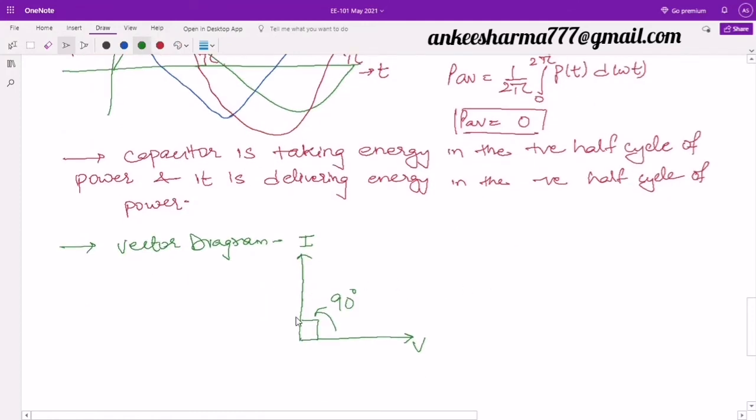And this is the vector diagram. We can also draw the vector diagram of this like this. If the current is in this direction, then definitely the current is leading the voltage, so I can say the voltage is lagging and this angle is 90 degrees. So this is also a vector notation in the case of my capacitor. Any doubts related to it?